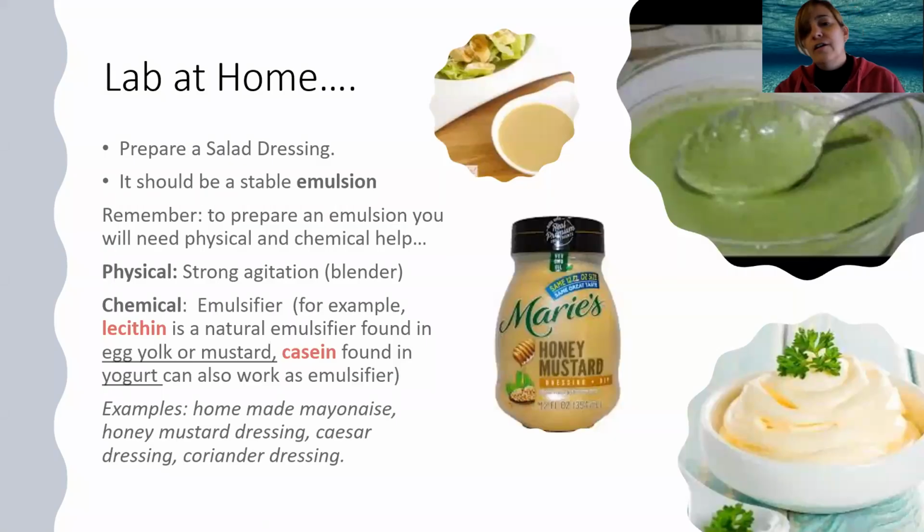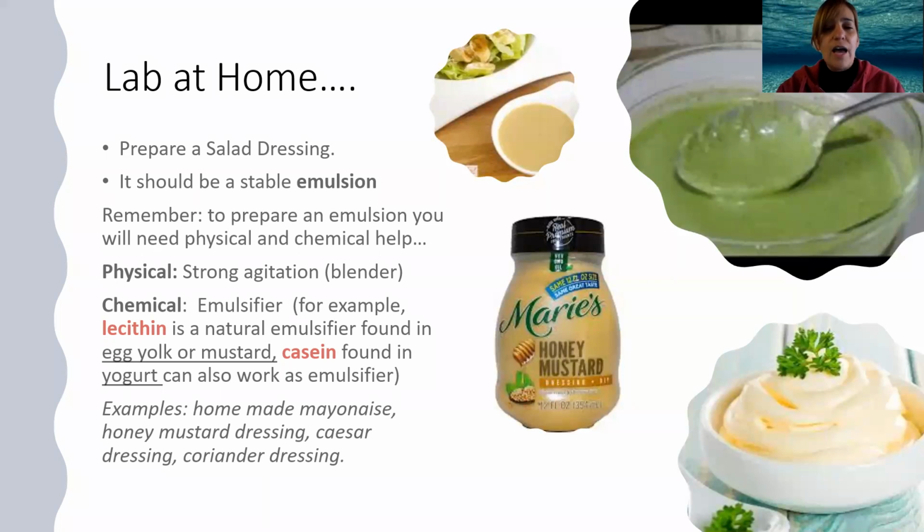As a homework, I will ask you to prepare a salad dressing in your house. The requirement is that that salad dressing should be an emulsion. That means that it should be homogeneous and stable. How are you going to prepare an emulsion? You need a physical help that will be a blender, a strong agitation. You need that in order to be able to prepare an emulsion. And also you need a chemical help that will be the emulsifier.